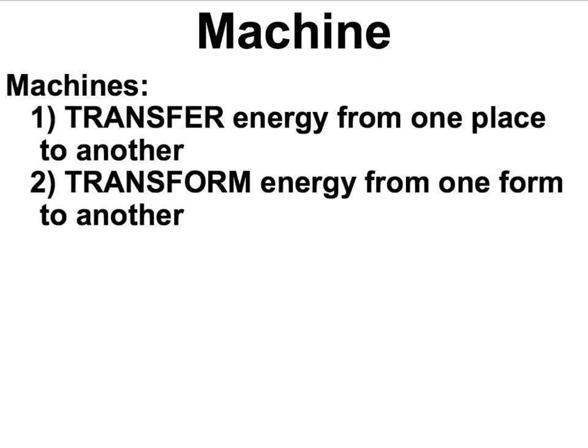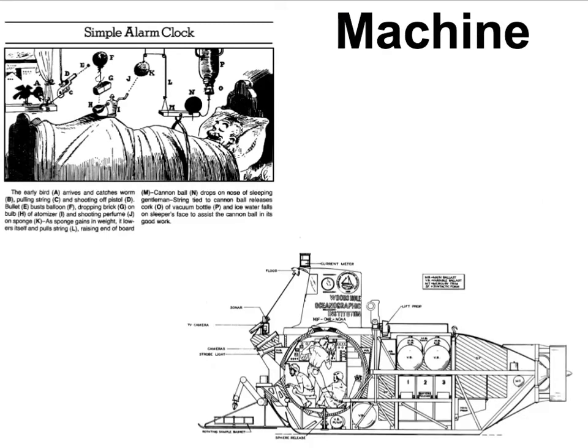Now you may think of a machine as something like this, something very complicated. Here's a classic example of a type of machine called a Rube Goldberg machine, after the artist that drew them. And he drew these very elaborate machines to do very simple things. For example, here's an alarm clock where there's a bird that grabs a worm and then that fires a gun and hits this balloon and so on and so on. And here's an example of a submarine. But we're not going to be talking about machines like that.